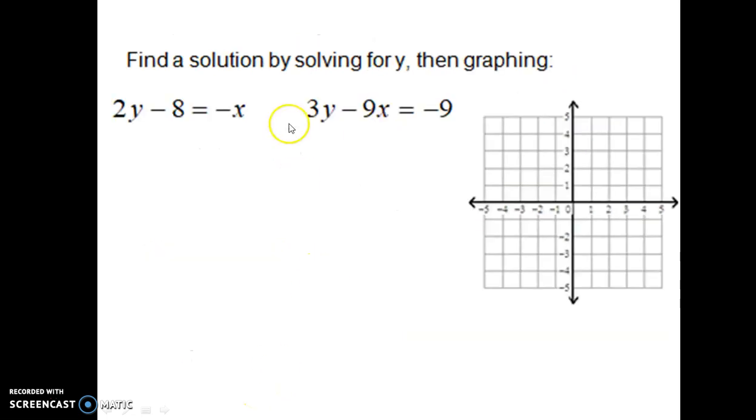Next one, slightly more difficult. It says find the solution by solving for y, then graphing. These equations are not written in y equals mx plus b form, so it's not really graphing form. So if we rearrange them, we can graph them more easily.